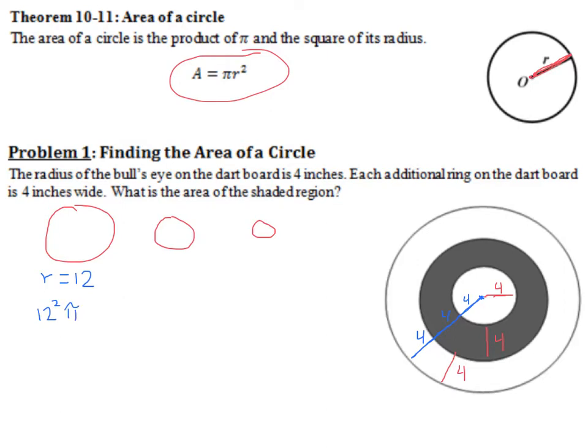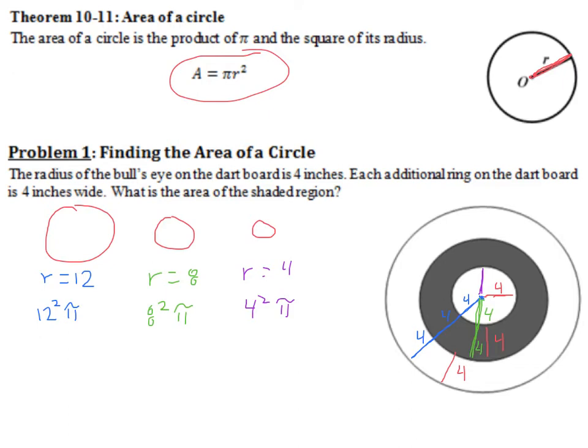If I look at my second circle, if I start here, this would be my radius. There's 2 4s there. So it would be 4 and 4. So that's going to be a total of 8. So R is equal to 8, so this would be 8 squared times pi. And then my little circle, it just has a radius of 4, just one little guy, so my R is equal to 4, so that would be 4 squared times pi.